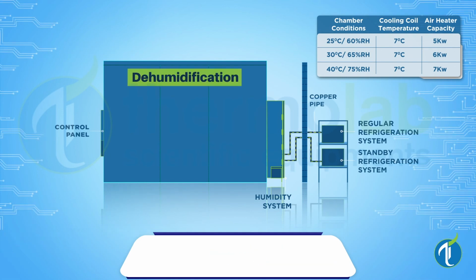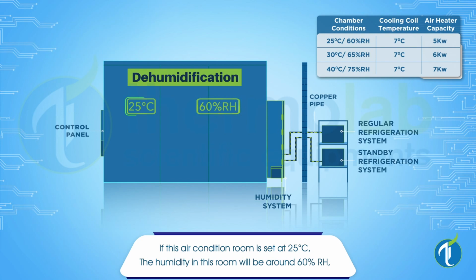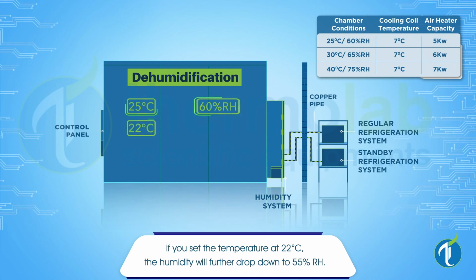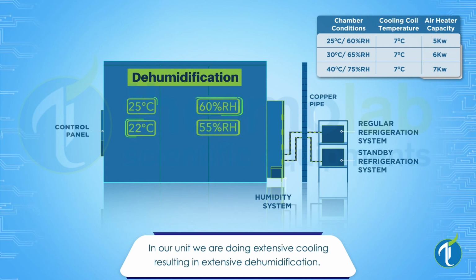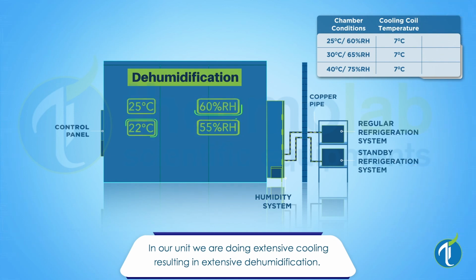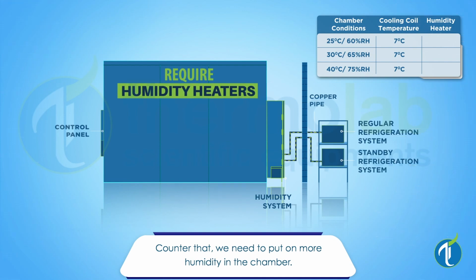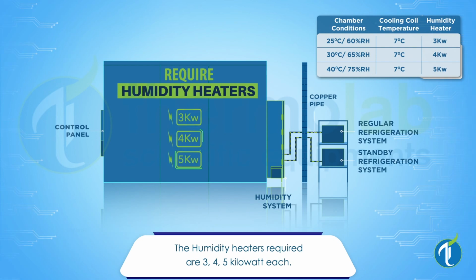For example, if this air-conditioned room is set at 25 degrees, the humidity in this room will be around 60% RH. If you set the temperature at 22 degrees Celsius, the humidity will further drop down to 55% RH. In our unit, we are doing extensive cooling, resulting in extensive dehumidification. To counter that, we need to put on more humidity in the chamber. The humidity heaters required are 3, 4 and 5 kW each.